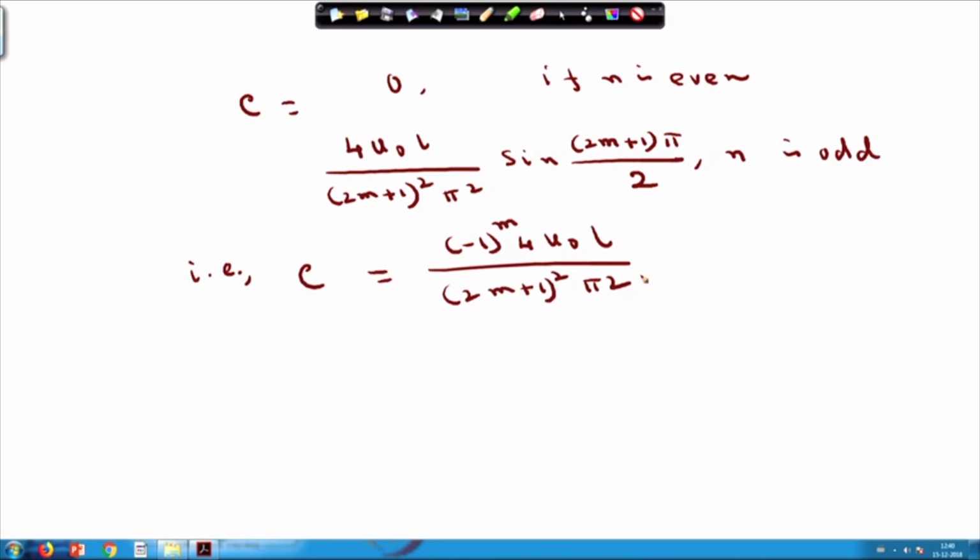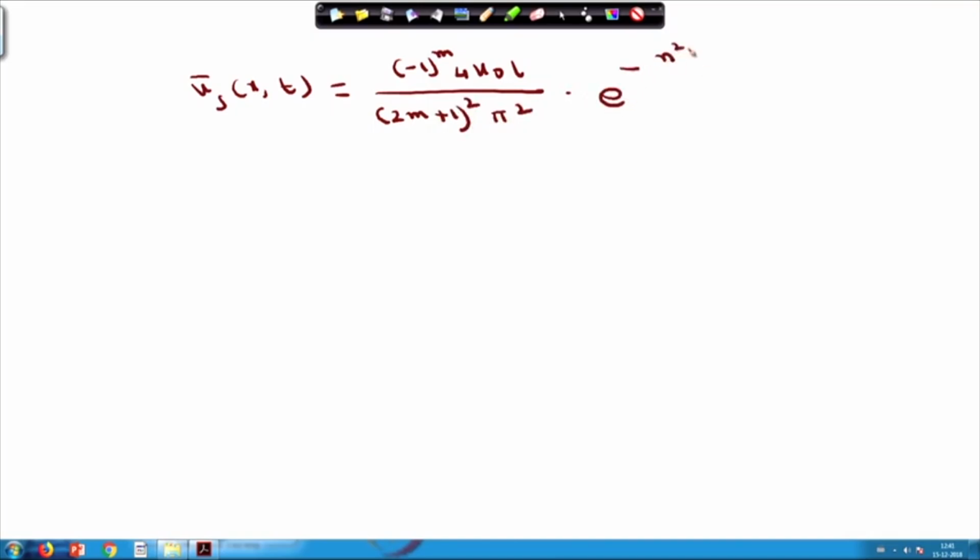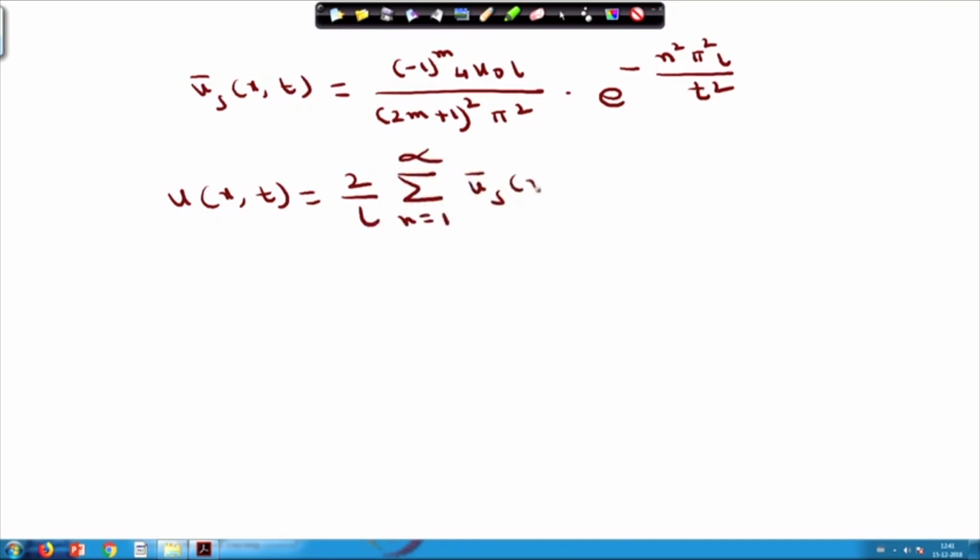So, once I obtain this value of c, by substituting it into u bar s, you can write down u bar s x t equals minus 1 to the power m 4 u 0 into L divided by 2 m plus 1 whole square into pi square into e power minus n square pi square t divided by L square. Now, if I take the inverse finite Fourier sine transform, because we have taken the finite sine transform here, u x t will be 2 by L summation n equals 1 to infinity u bar s x t into sine of n pi x by L. Now, if you substitute the value of this u bar, you will obtain 4 is there.